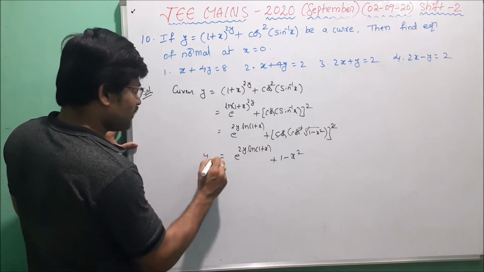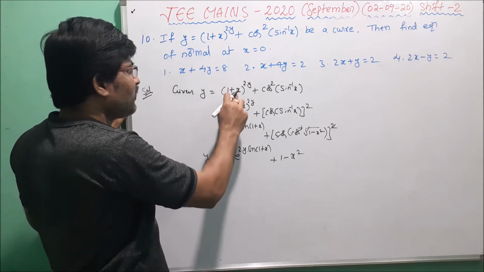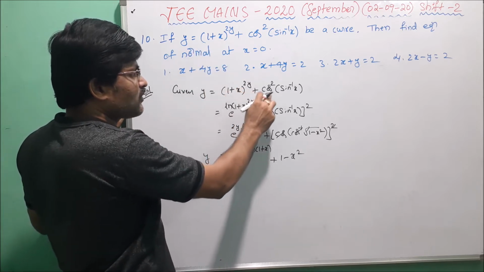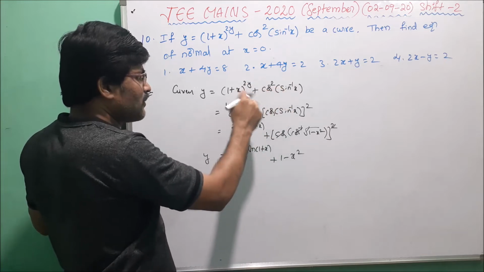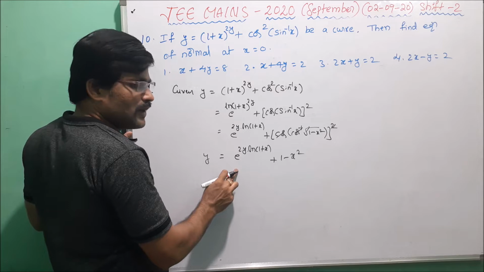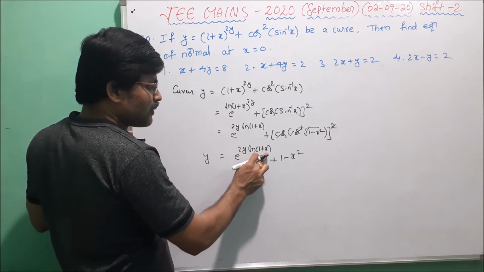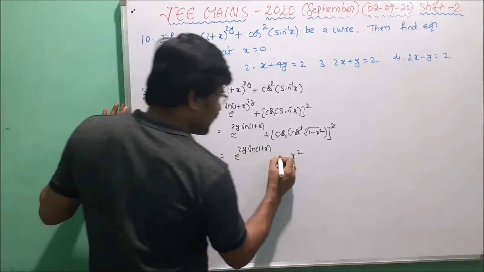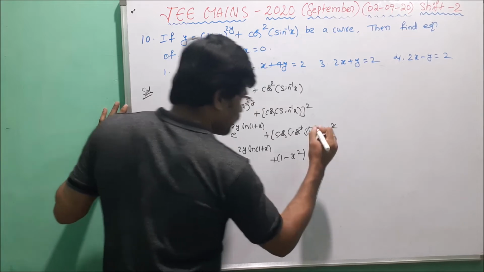This is y. So the given curve is 1 plus x power 2y plus cos square sin inverse x. Now it can be simplified that the given curve can be reduced to y equals e power 2y into ln of 1 plus x, plus 1 minus x square, which is equation number 1.